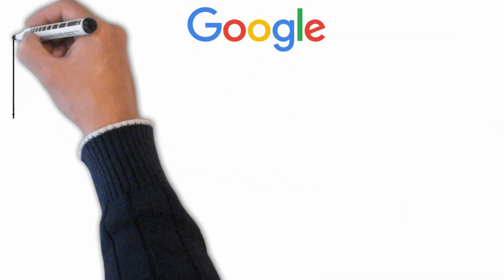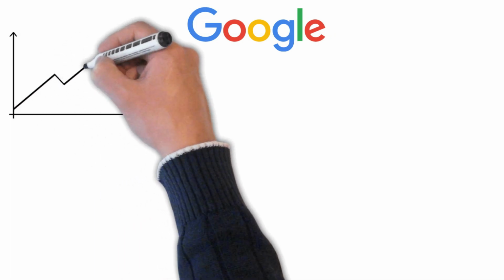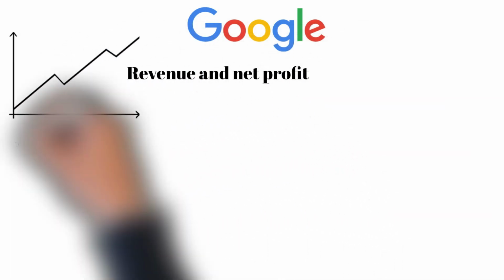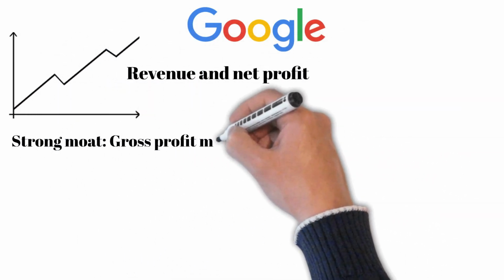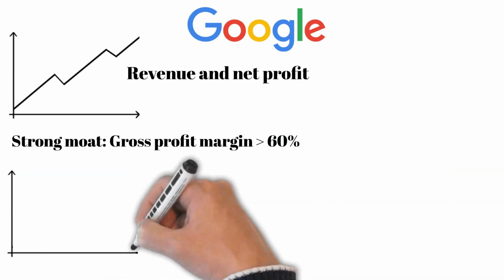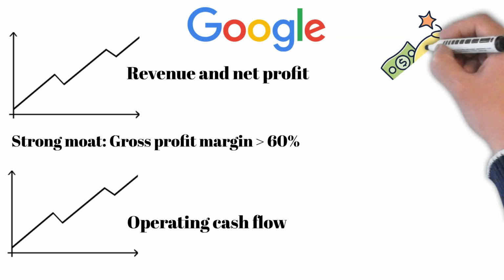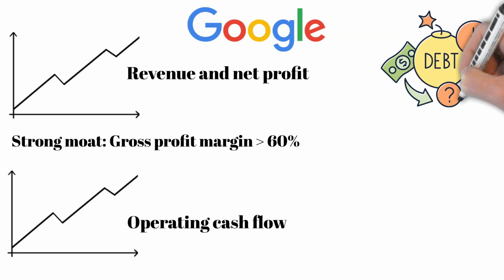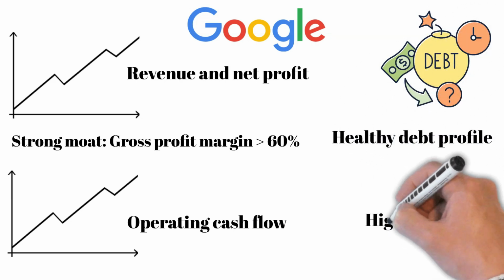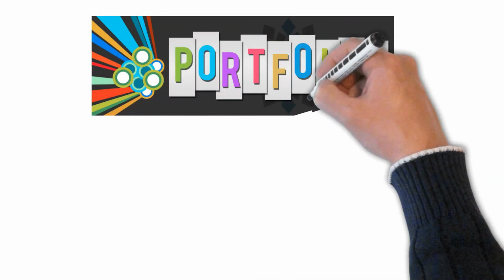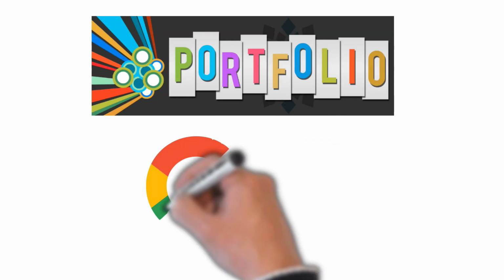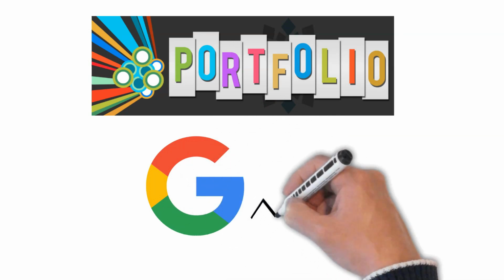Summary: Alphabet has increasing revenue and net income in the past 5 to 10 years, a strong moat with a gross profit margin of 60%, increasing cash flow from operating activity in the past 5 to 10 years, a healthy debt profile, and a high ROE. Thus, once Google is showing a positive signal in stage analysis, I will not hesitate to add more to my portfolio.